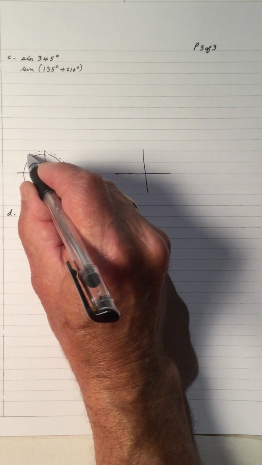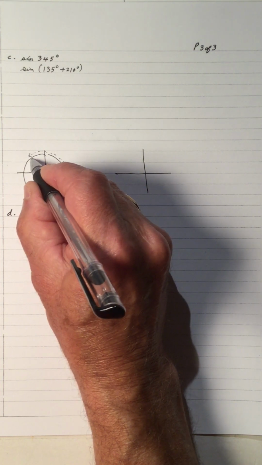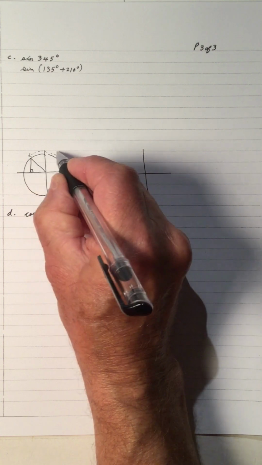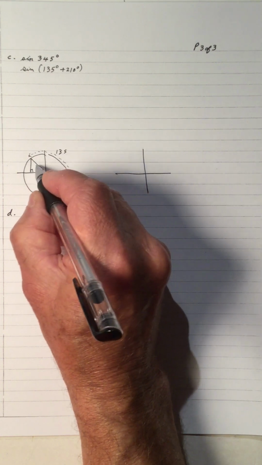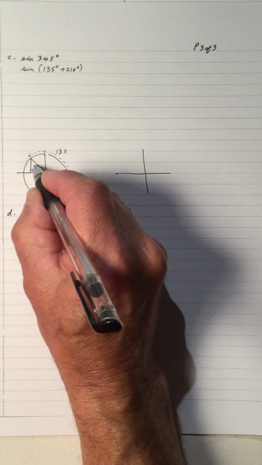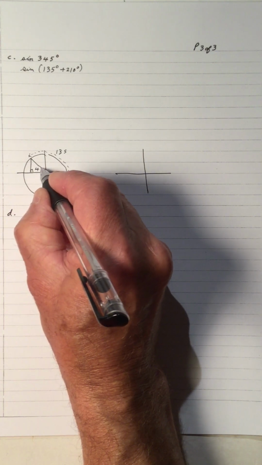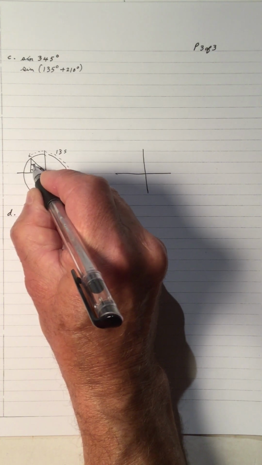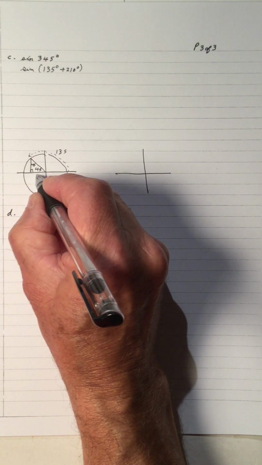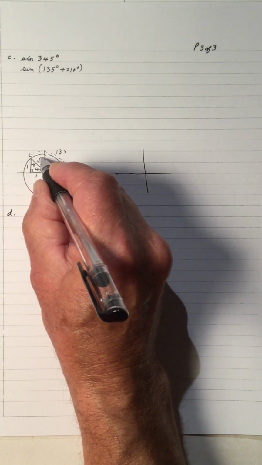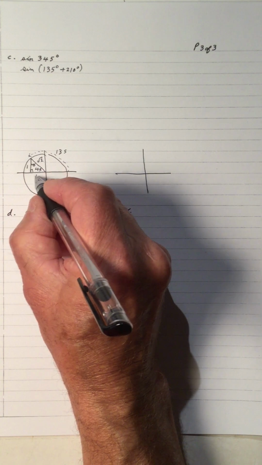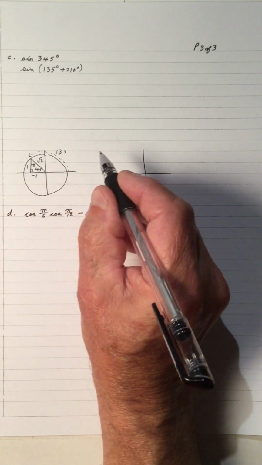345 degrees is approximately right here. There's the terminal arm. And if that's 135, then this angle here is 180, so this is a 45. So we got a 45 right triangle. And this is a 1, that's a 1, and that's a root 2. Because this is in the second quadrant, the x is negative and the y is positive.